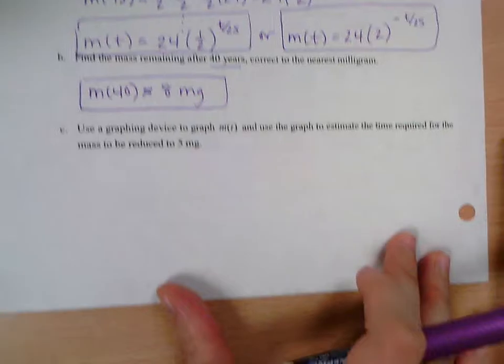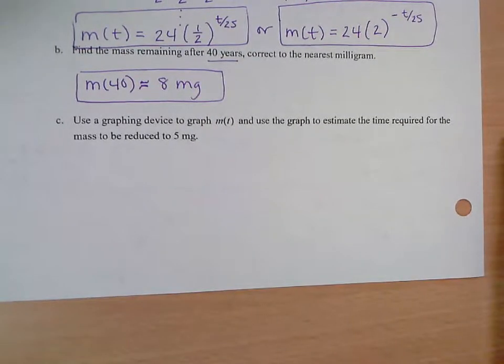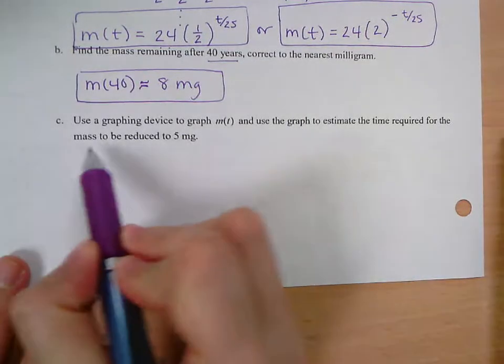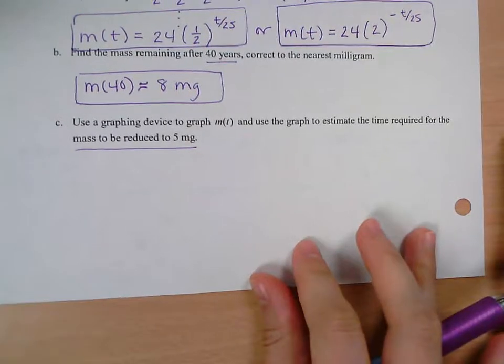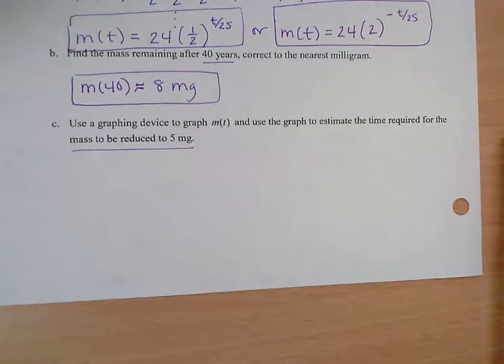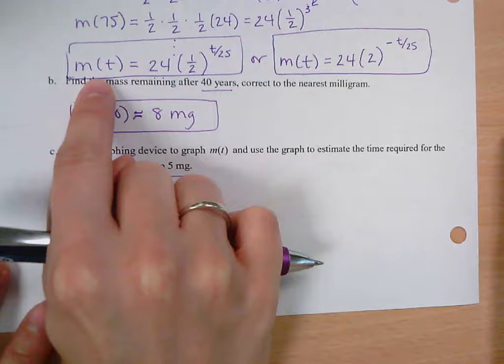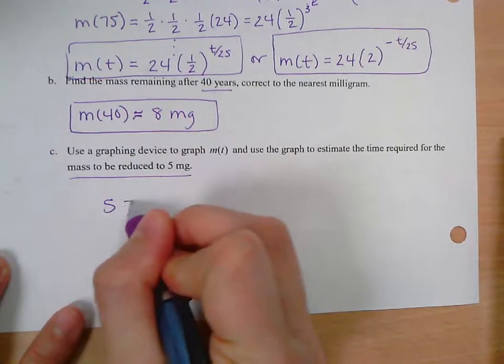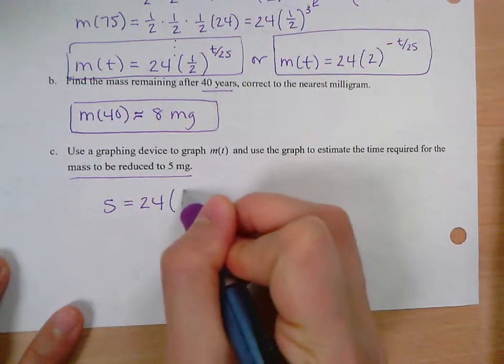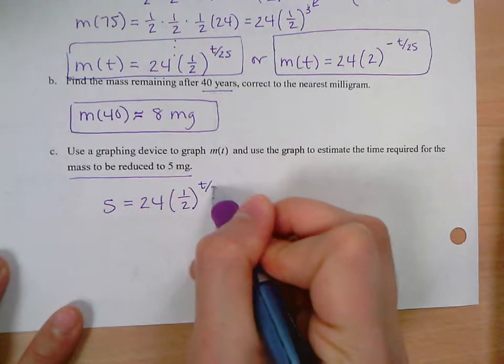The next question, though, says use a graphing device to graph m of t and use the graph to estimate the time required for the mass to be reduced to 5 milligrams. All right, so what this means, if you were to set up an equation, the mass is 5, you're looking for t. So if I substitute this in for m of t, I would have 5 equals 24 times 1/2 to the t over 25.